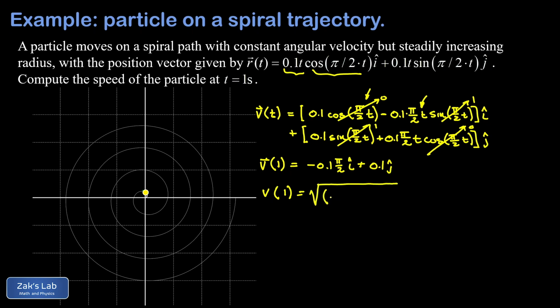And my x component has a magnitude of 0.1 times pi over 2, or you could call that pi over 20 if you want. And we're going to square that. And then my y component is 0.1, and I have to square that. And we add them together and take the square root of the sum of the squares. And when I run the numbers on this to our usual 3 significant digits, I get 0.186 meters per second.